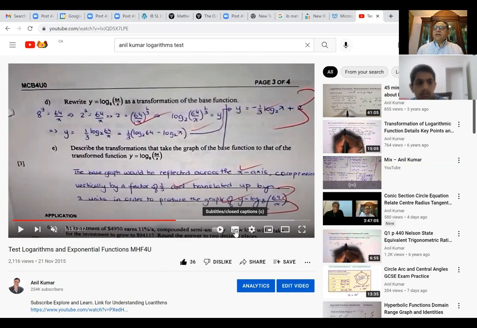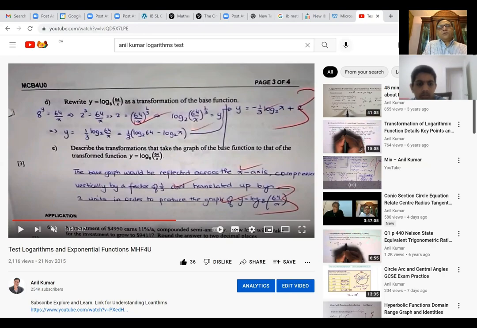So in this particular case, you have to write the function with base 2 first and then explain the transformation, as done in this particular question. Part E is to describe the transformation that takes the graph of the base function to that of the transformed function. So once you write that in the form which is shown, y equals 1/3 of log to the base 2 of 64 over x.